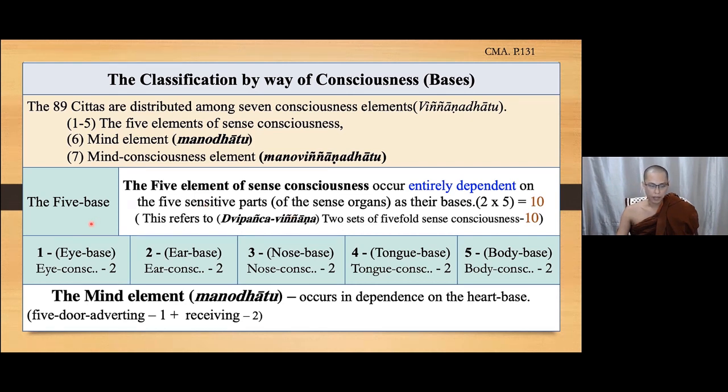That's why the 5 bases and 5 sense consciousnesses are in one group. We already analyzed it in this way. When they arise, they arise depending on their respective base. So whenever eye consciousness arises, there must be eye sensitivity as the base of that consciousness.